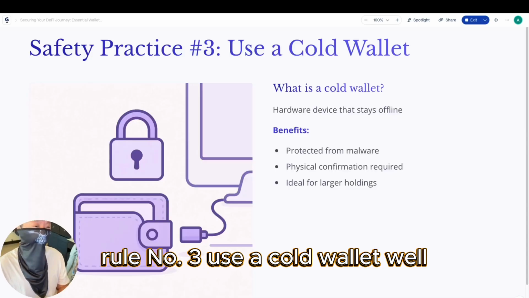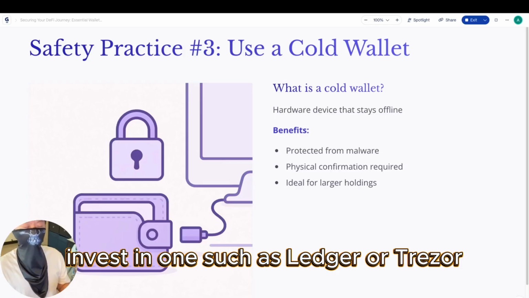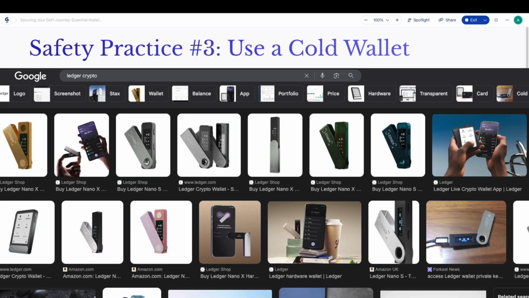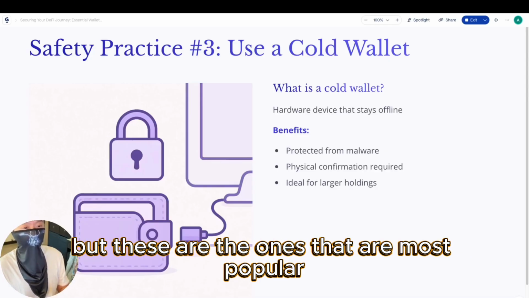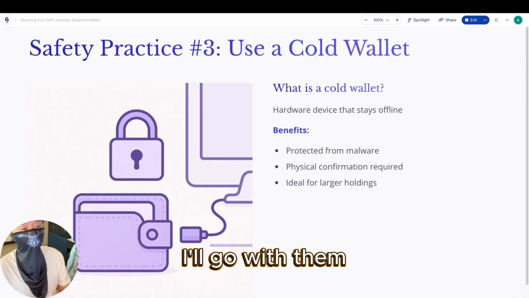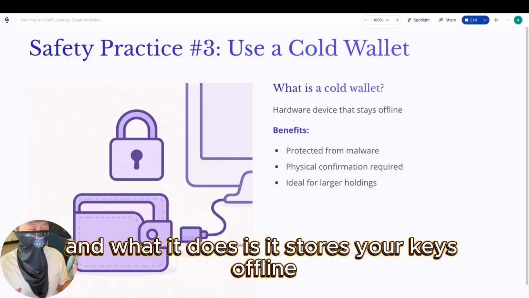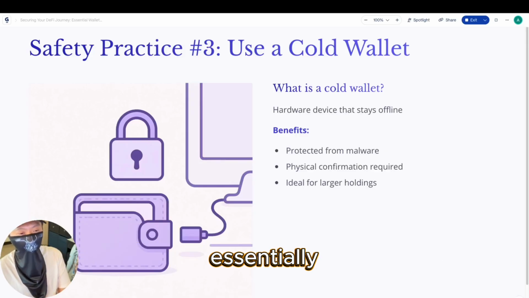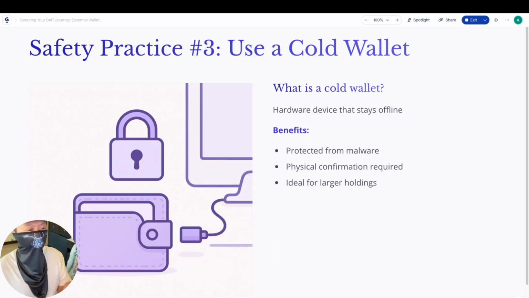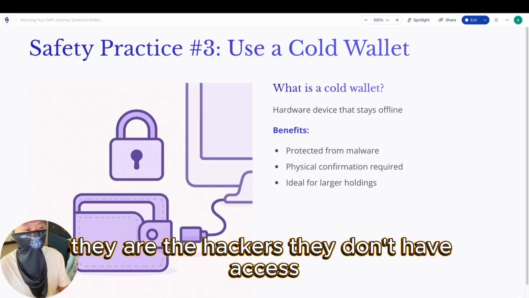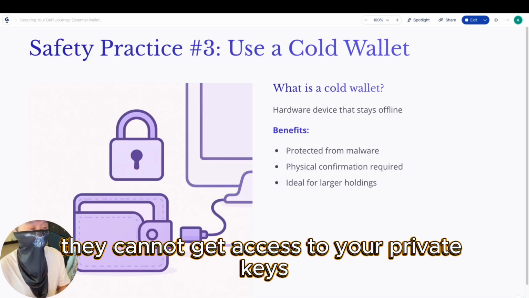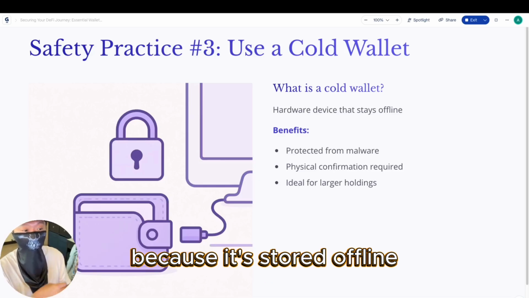Rule number 3, use a cold wallet. Well, what's a cold wallet? Invest in one, such as Ledger or Trezor. I know there are plenty of other options out there, but these are the most popular, so I'll go with them. What it does is it stores your keys offline. Essentially, you're not connected to the internet. The hackers don't have access. They cannot get access to your private keys because they're stored offline.